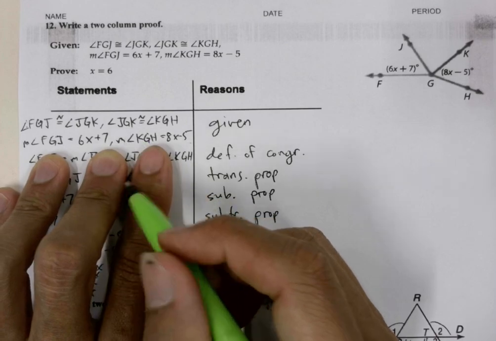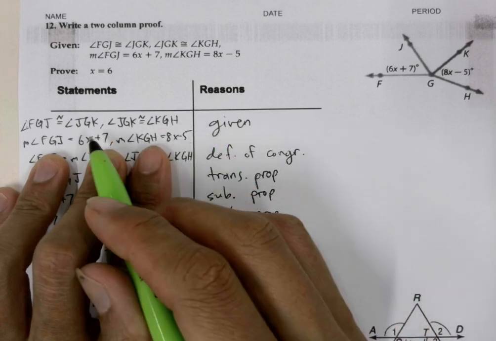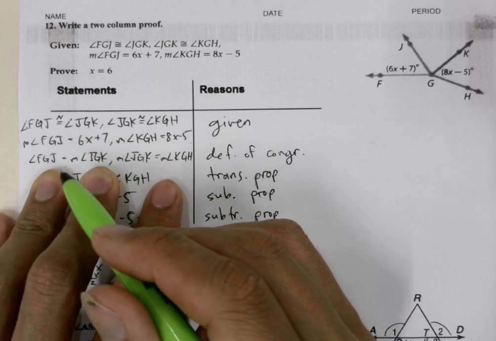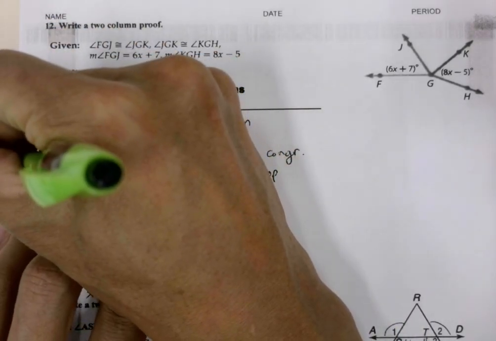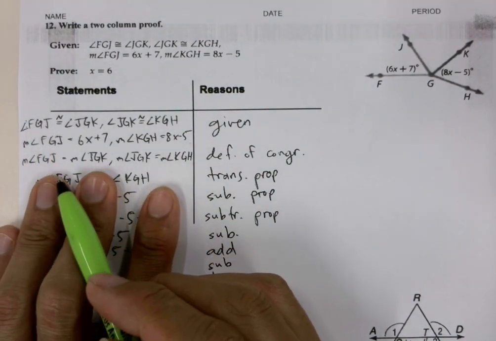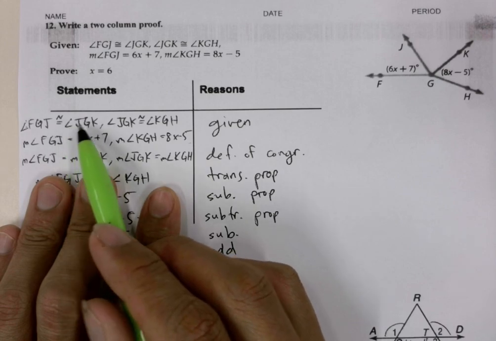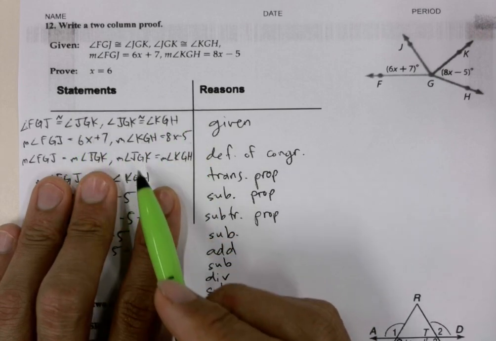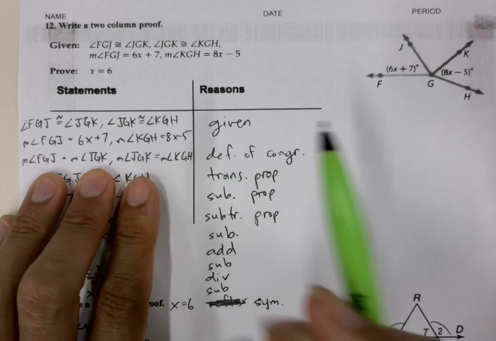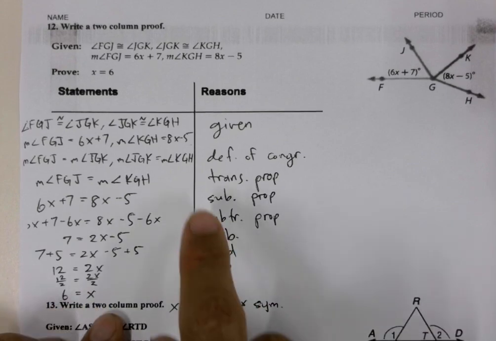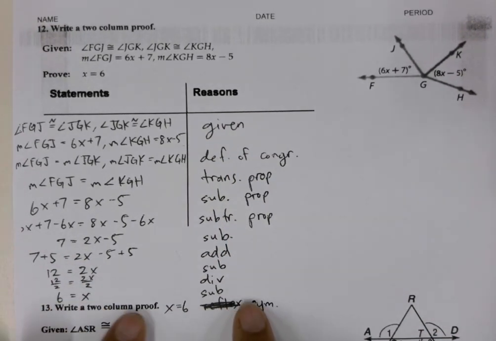But our first statement after the given is going to be to take these congruency statements and change them to equal signs. So we're going to say the measure of angle FGJ is equal to the measure of angle JGK, right? And we're going to do the same thing with this congruency statement as well. And then we're going to use our algebraic properties and substitution and subtraction and whatnot to finally get to our proof or statement, which is down here.